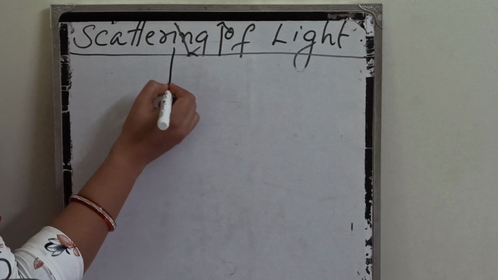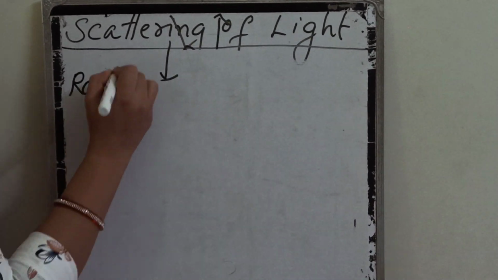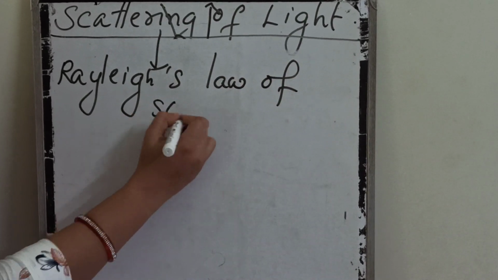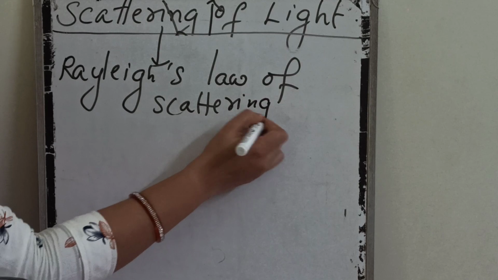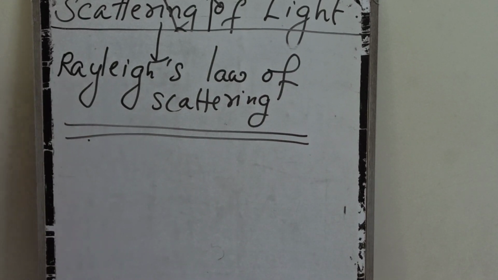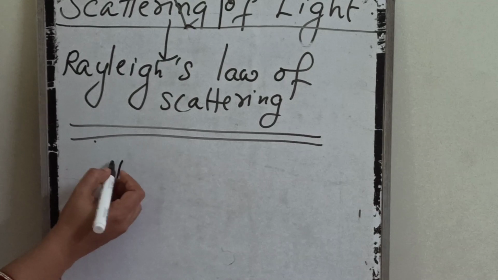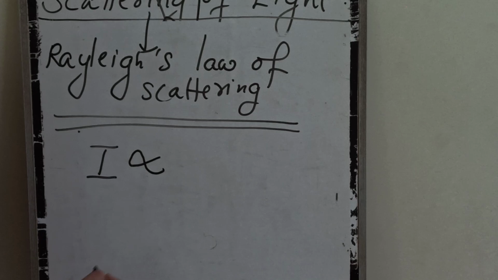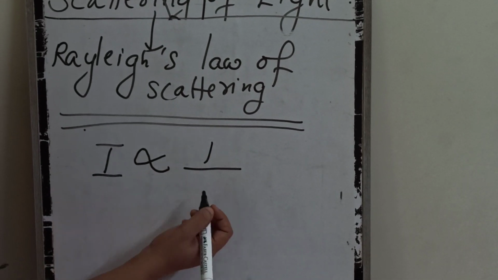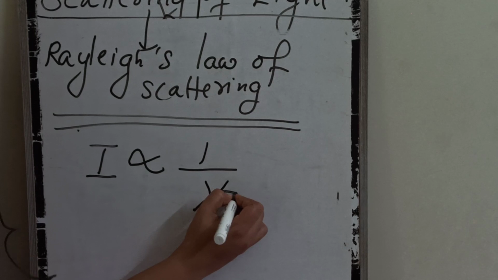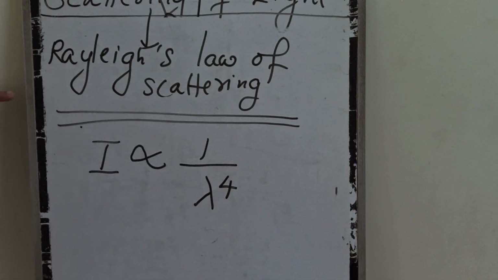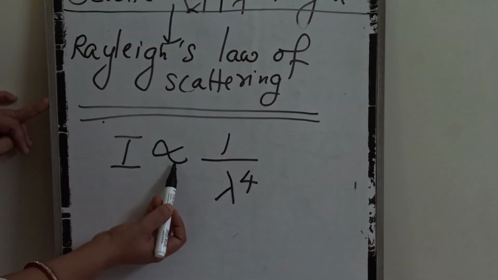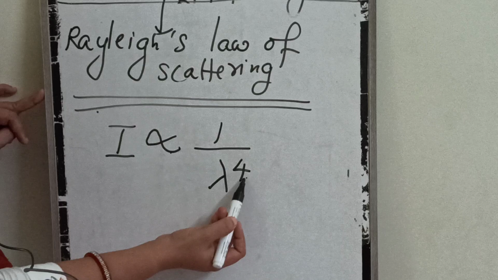This can be explained with the famous law, Rayleigh's law of scattering. Rayleigh's law states that the intensity of the scattered beam I is inversely proportional to the fourth power of wavelength. Be clear with that. The intensity of the scattered beam is inversely proportional to fourth power of the wavelength.